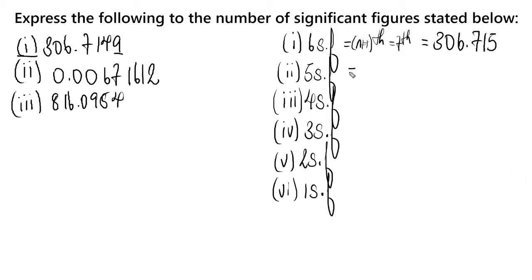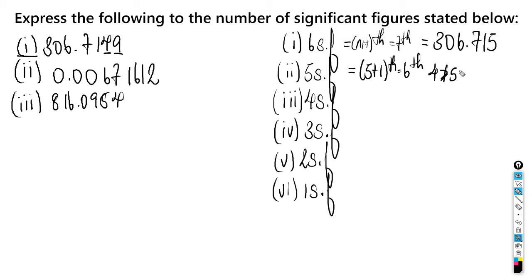All right. So let's move on to the next one now. This is the 5th significant figure. So we'd look at the 5 plus 1th place, which is the 6th place. We're going to look at the 1, 2, 3, 4, 5, 6th place. Is 4 greater than or equal to 5? No, it's not. So we won't add a 1 to this one here. So the answer for this is 306.71, 5 significant figures.